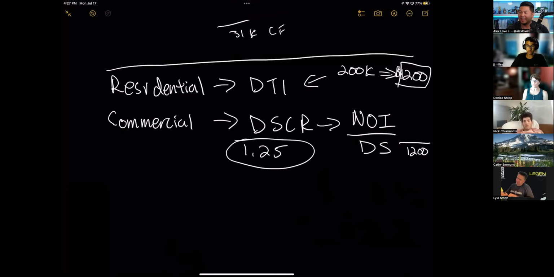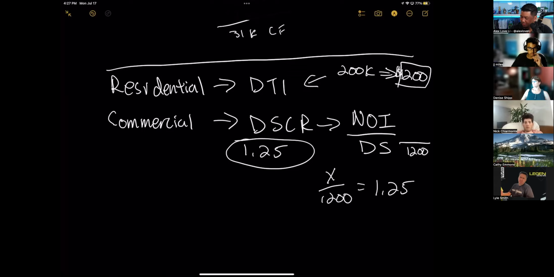Who can do the math? Who knows how to do this math? NOI, what does your NOI have to be if your debt service is 1200 to have 1.25? So I guess in school, it would look like X over 1200 equals 1.25. How do we get this math?